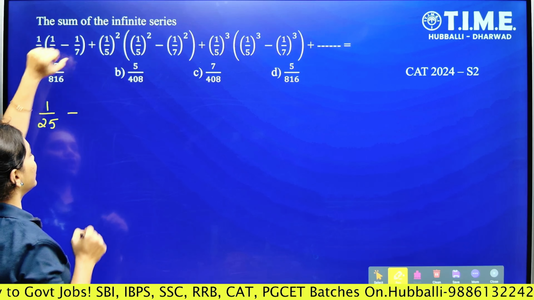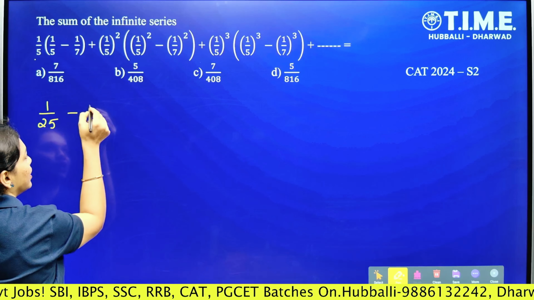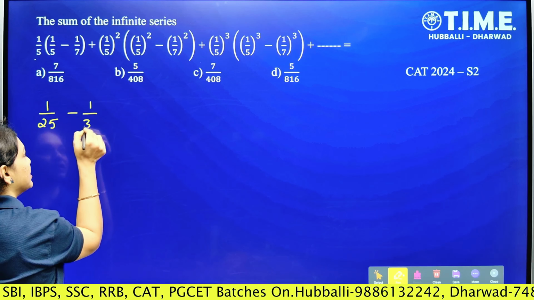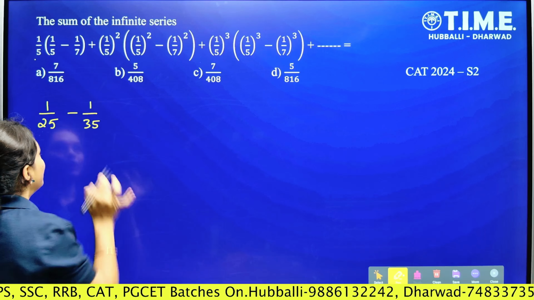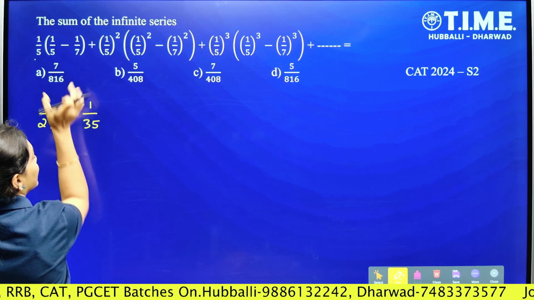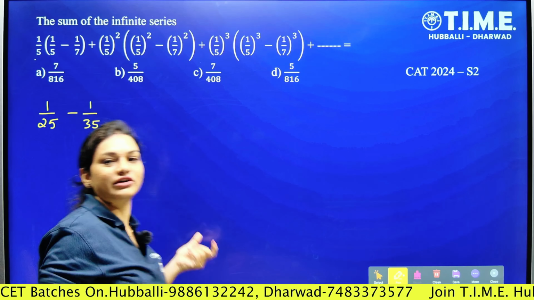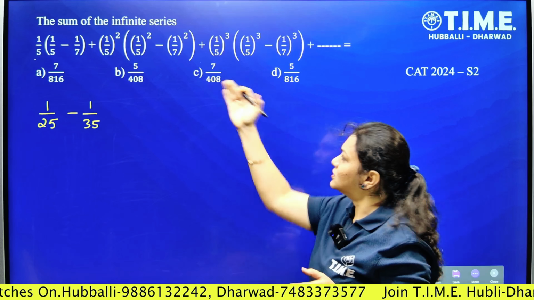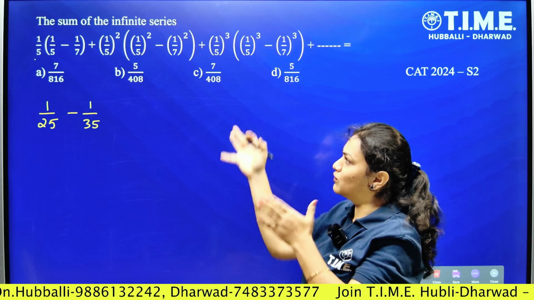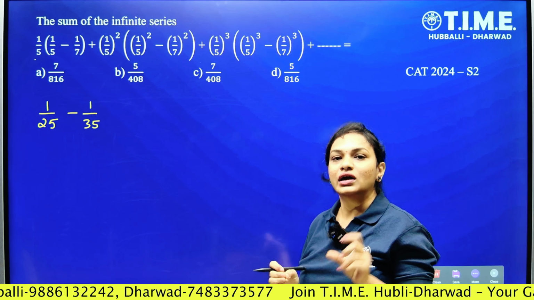1 by 5 into 1 upon 7. 5 into 7 is nothing but 1 upon 35. So this first condition, whatever we have simplified, we got as 1 upon 25 minus 1 upon 35, right? For now, consider the second part. The second term, whatever he has given, we will simplify now.